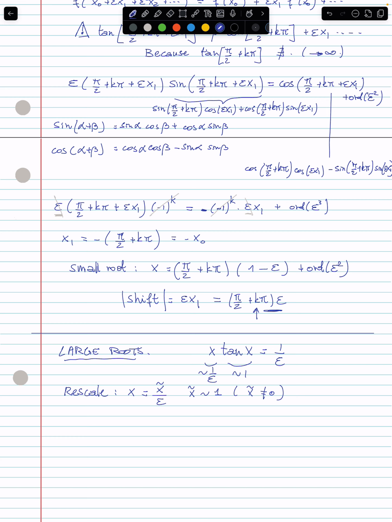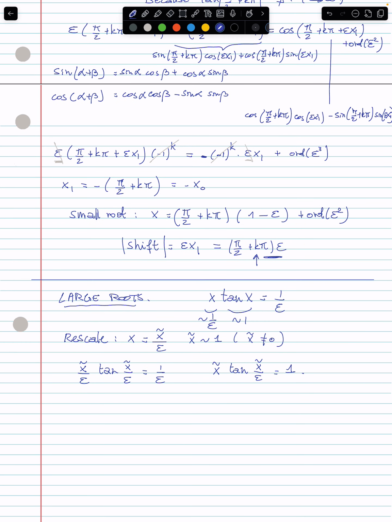So it means that the problem we solve is now x tilde over epsilon multiplied by the tangent of x tilde over epsilon is equal to 1 over epsilon, or just put it differently, x tilde times the tangent of x tilde over epsilon is equal to 1. And that's what we need to solve. The problem is not badly posed, as you can notice. This is of order 1, this is of order 1, and this is also of order 1. This is what we stated earlier. So we are in a good position in order to solve that.